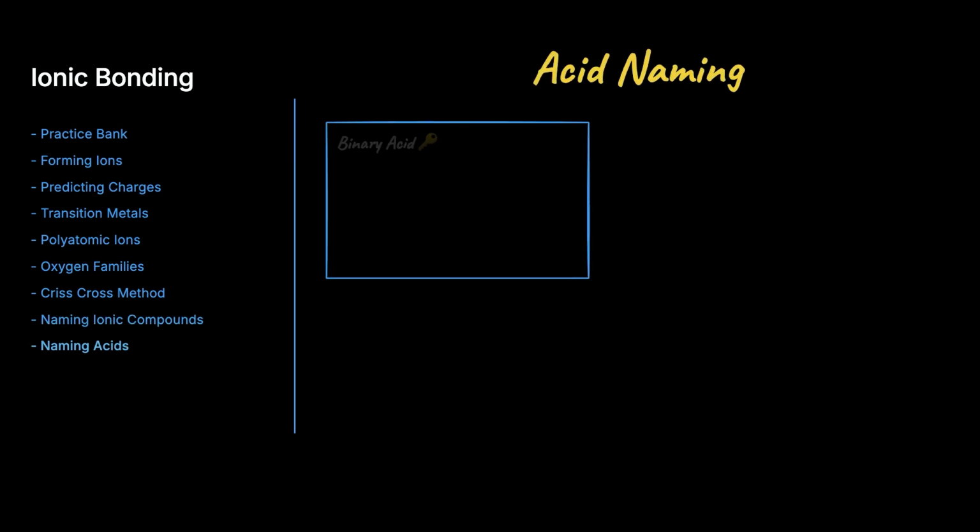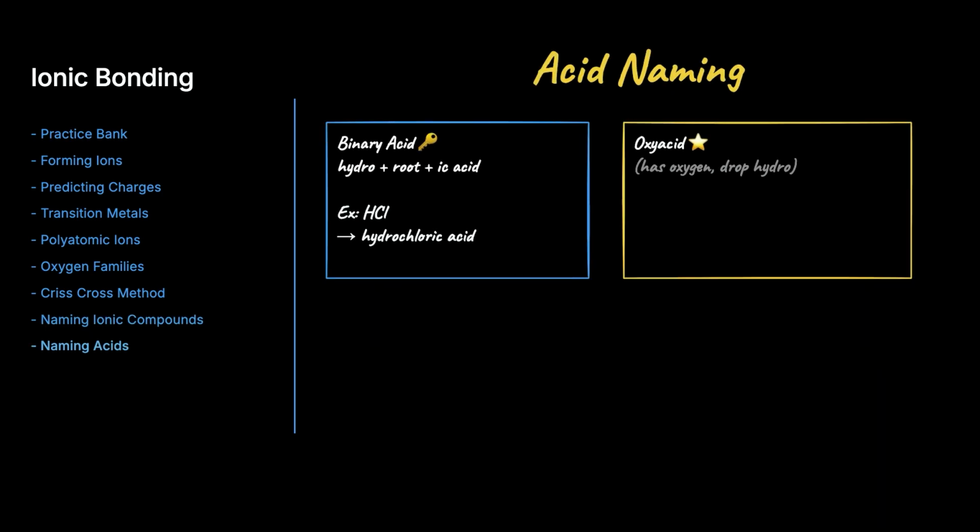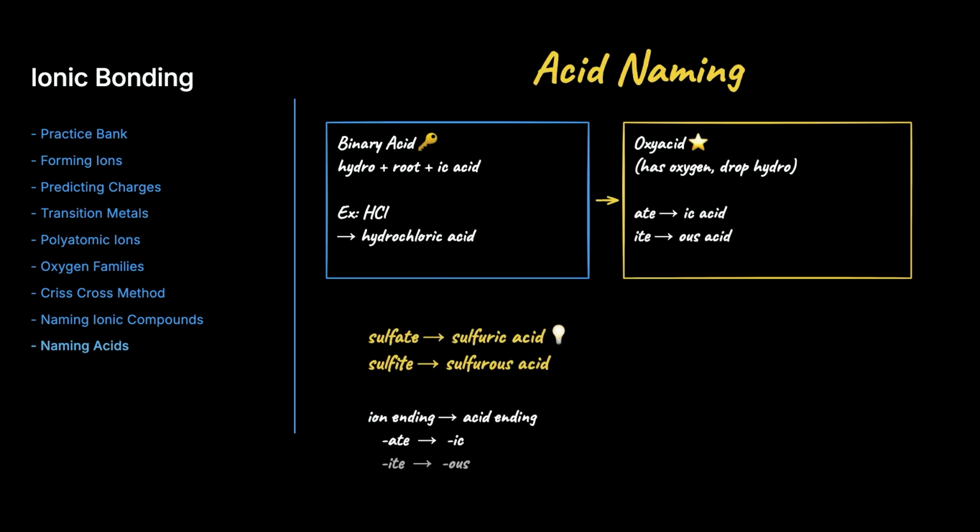Acids deserve attention because their naming has its own logic. A binary acid made of hydrogen and one other element takes the form hydro, then the root, then ic acid. An oxyacid, which contains oxygen, drops the hydro. If the ion ends in ate, the acid ends in ic. If it ends in ite, the acid ends in ous.